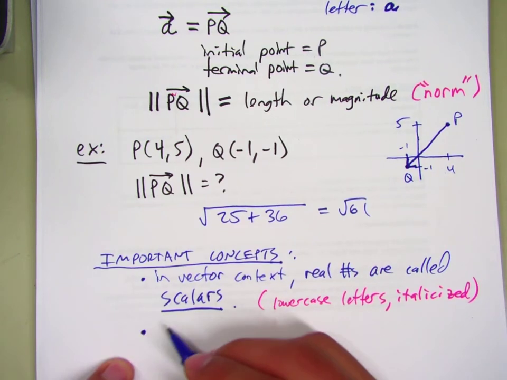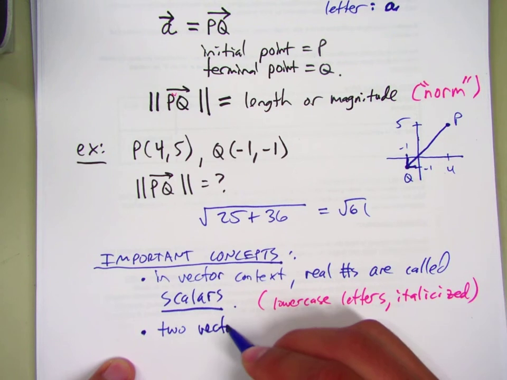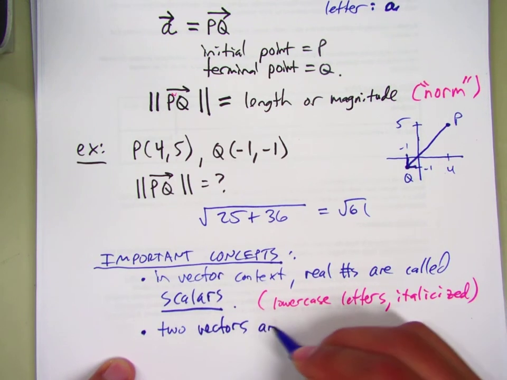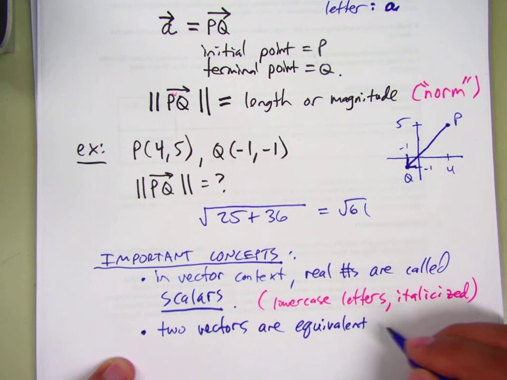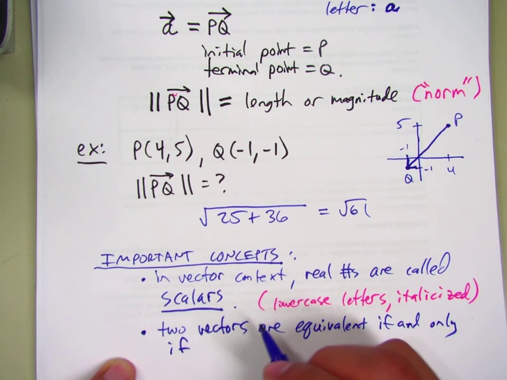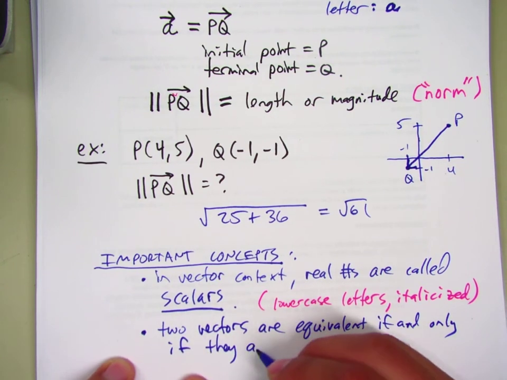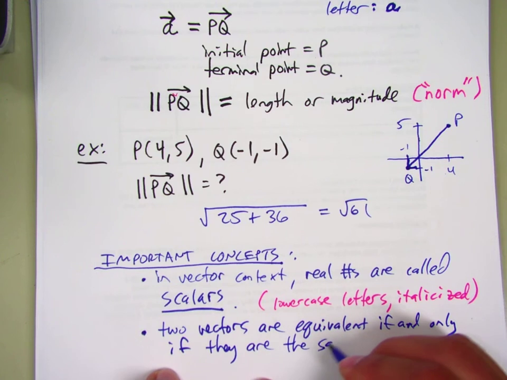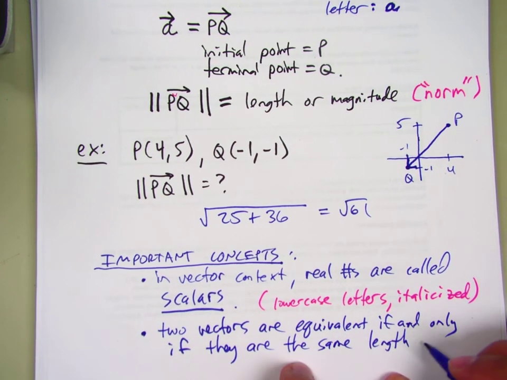Second thing is, and this is important, the two vectors are equivalent if and only if they are the same length and have the same direction.